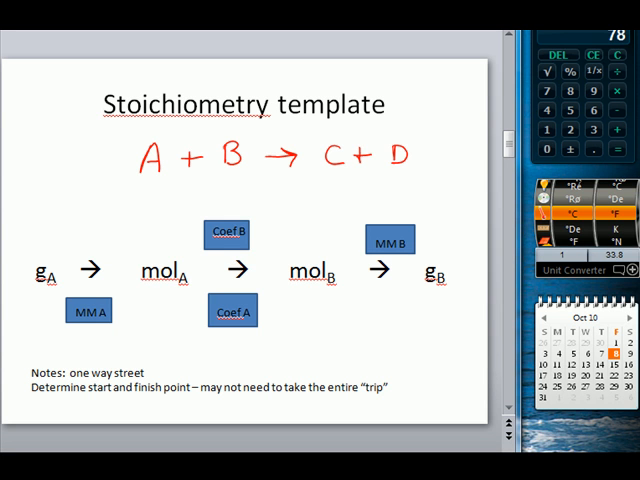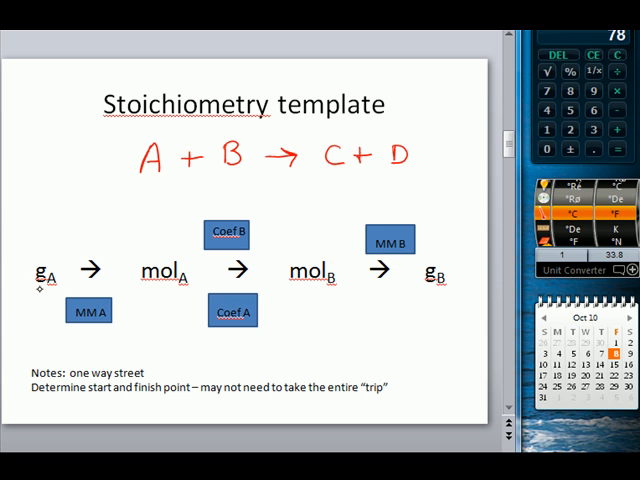Stoichiometry. Stoichiometry is chemistry's central concept. It allows you to figure out, if you want to make a certain amount of product, how much of your reactants you're going to need to use. The way we work stoichiometry, we have a one-way street.